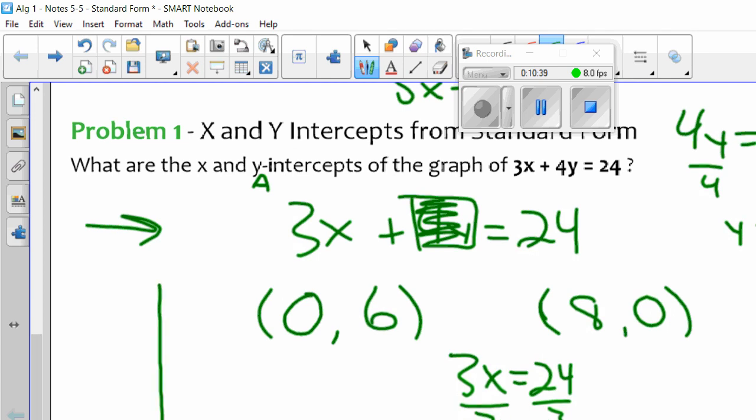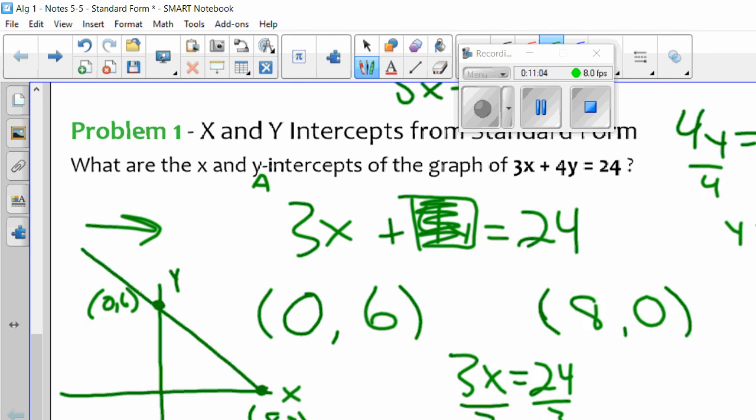So sketch yourself a little graph here, the y-axis, the x-axis, and find these 2 points. So 0, 6 is somewhere up the y-axis, okay? And 8, 0 is somewhere near the end of the x-axis, okay? And between 2 points, I can draw a straight line. Okay, there you go. So I can graph a line when it's in standard form. We call this the cover-up method.